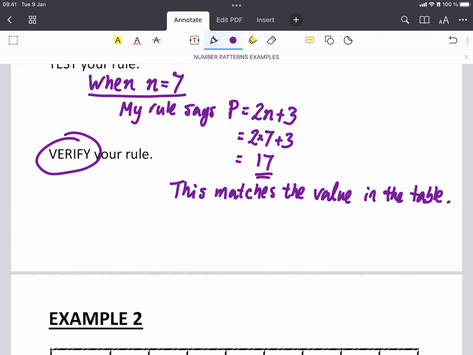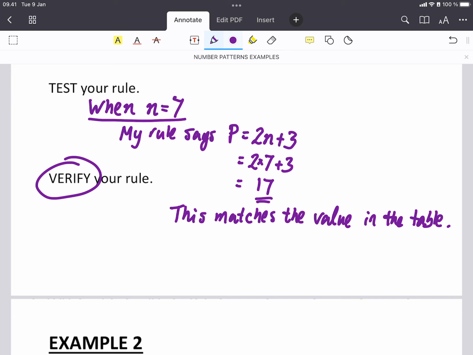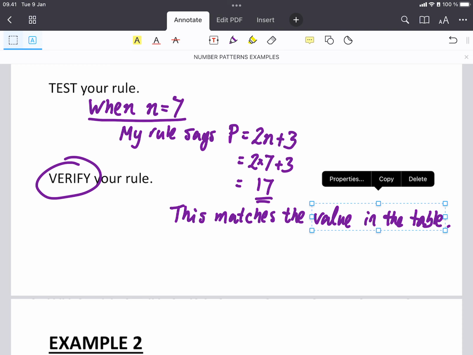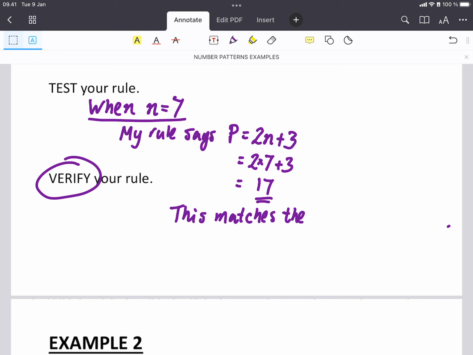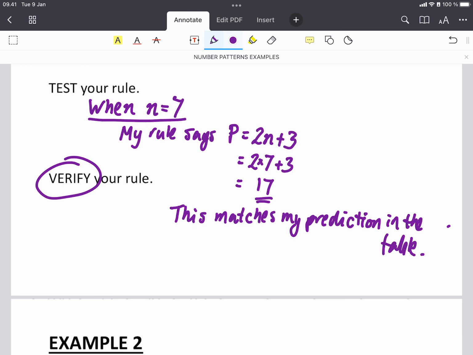So I'm just going to write this matches the value in the table, or I could write this matches my prediction in the table. This matches my prediction in the table.